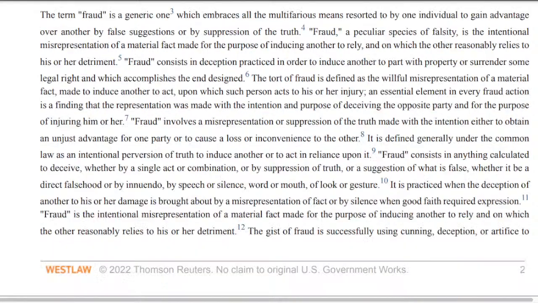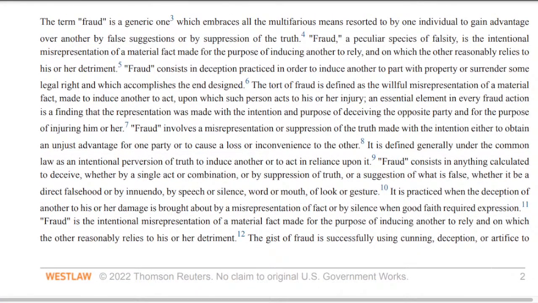And that's footnote 2. The term fraud is a generic one, which embraces all the multifarious means resorted to by one individual to gain advantage over another by false suggestions or by suppression of the truth. Fraud, a peculiar species of falsity, is the intentional misrepresentation of a material fact made for the purpose of inducing another to rely on it, which the other reasonably relies on to his or her detriment.